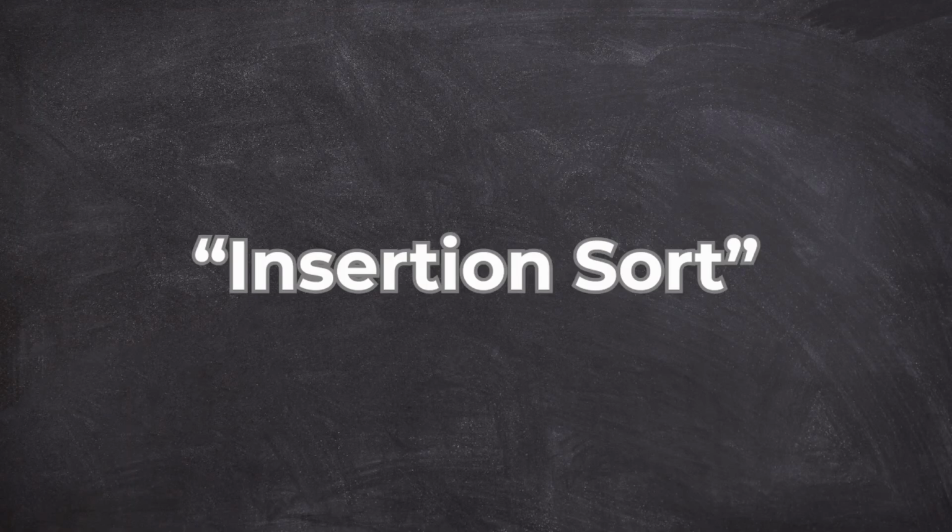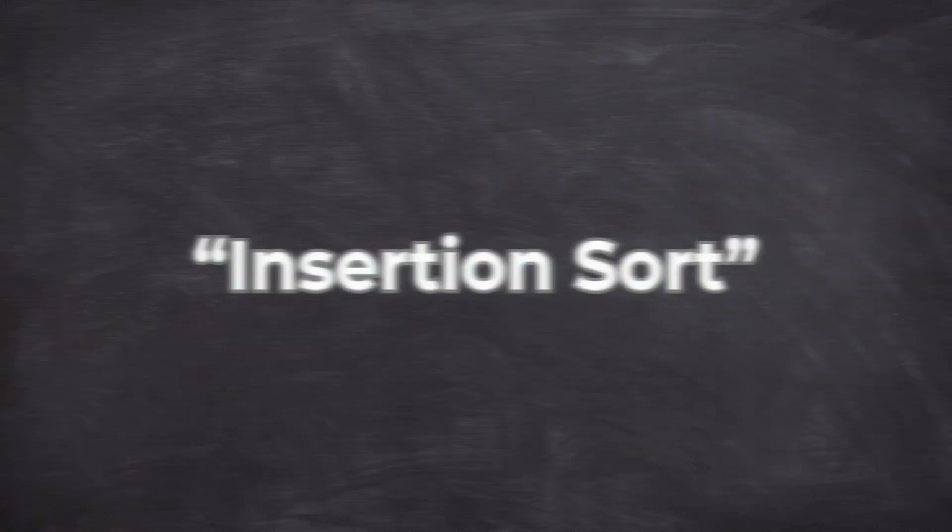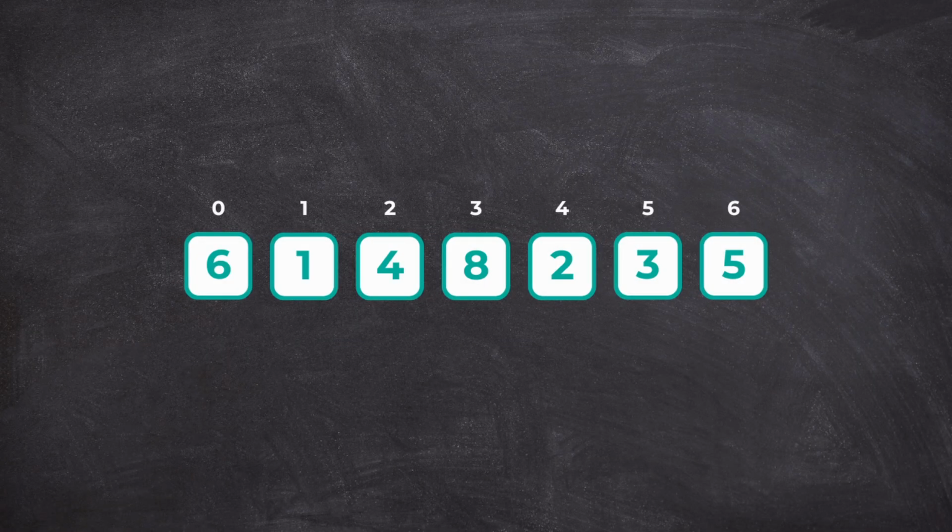Today, we'll learn how insertion sort works. Insertion sort starts at the second element, which is 1. We compare it with the element to its left, which is 6. Since 1 is smaller than 6, we move 1 to the left of 6. Now, our sorted portion contains both numbers in the correct order.